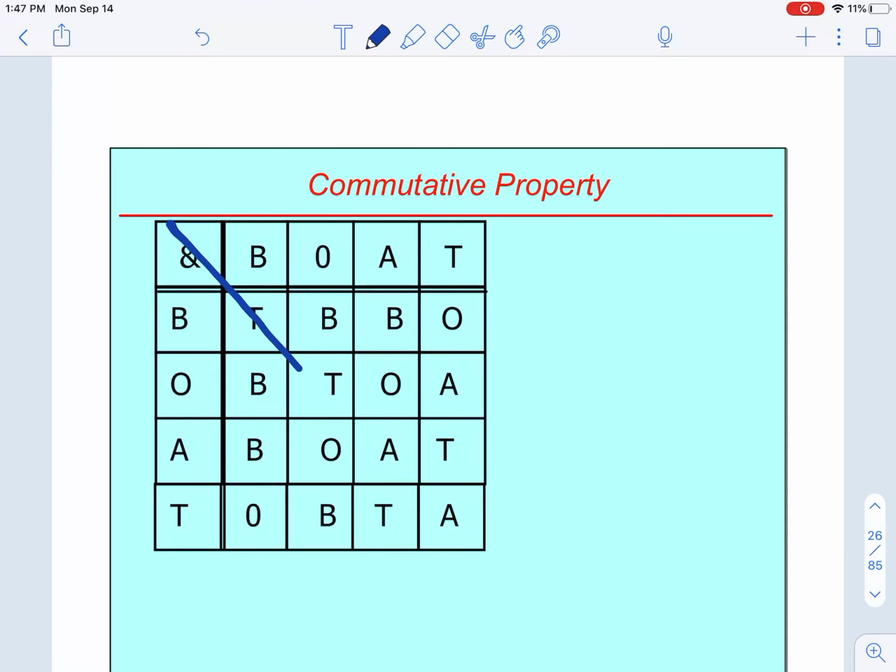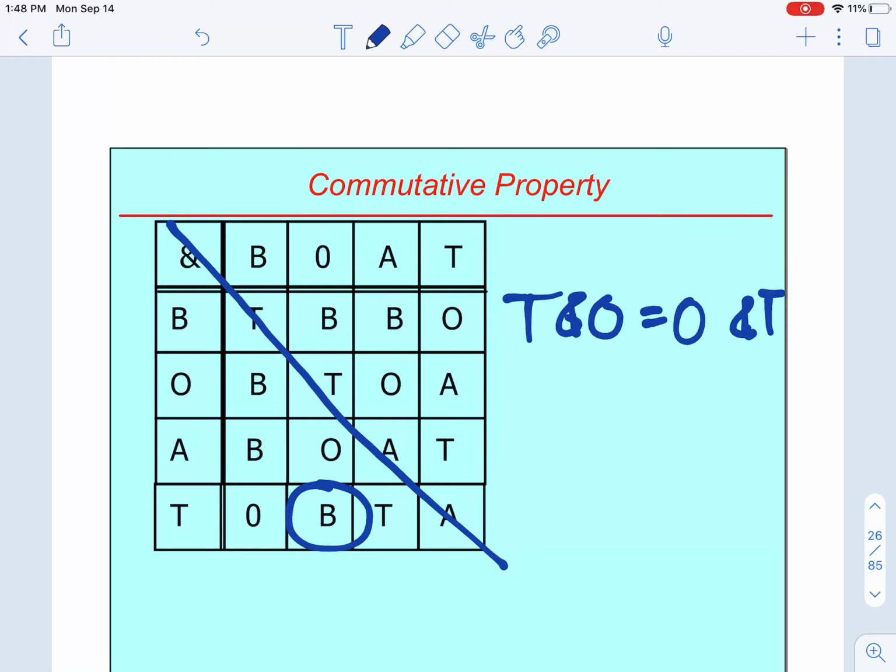Last one, is boat commutative? The answer is no. Where is your counterexample to prove that no? That would be T and O. And immediately I know it's going to be O and T. I don't even have to look in my table, but I'll check. O and T. Yeah, so this one's equal to B and this one's equal to A. Those are not the same, so this is not commutative.